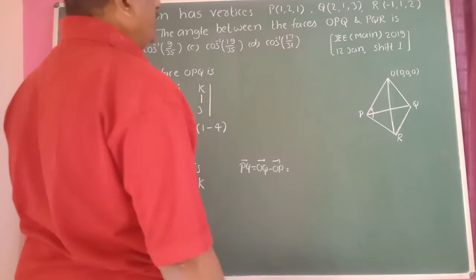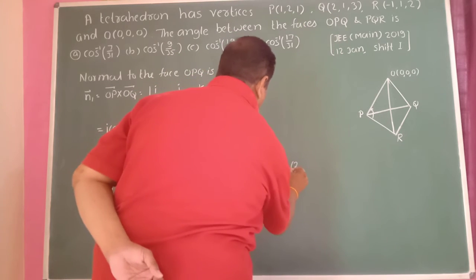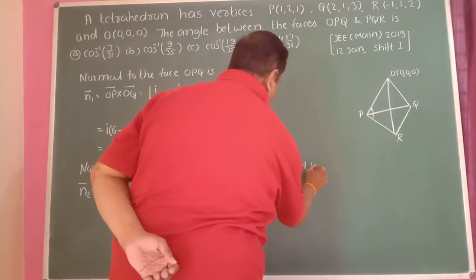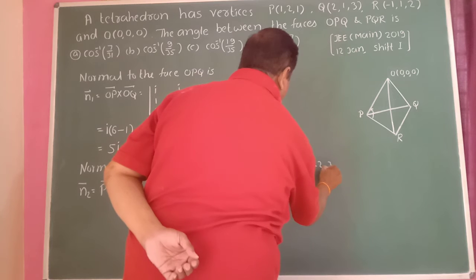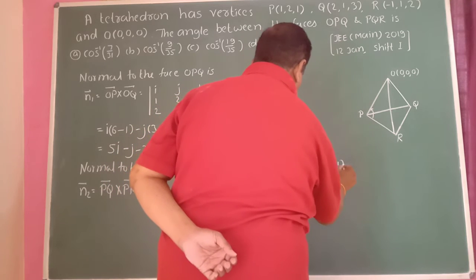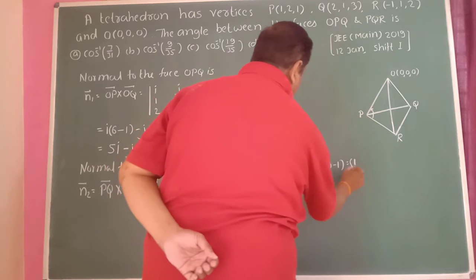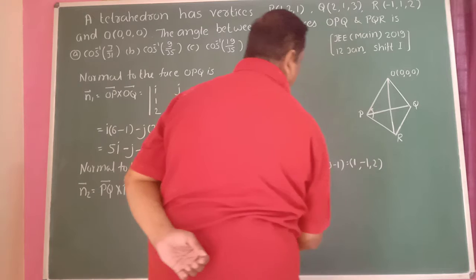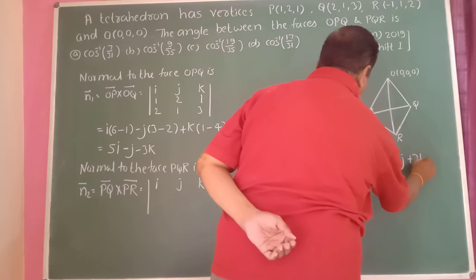OQ minus OP means 2 minus 1, 1 minus 2, 3 minus 1. That is 2 minus 1 is 1, 1 minus 2 is minus 1, and 3 minus 1 gives 2. So PQ is i minus j plus 2k.